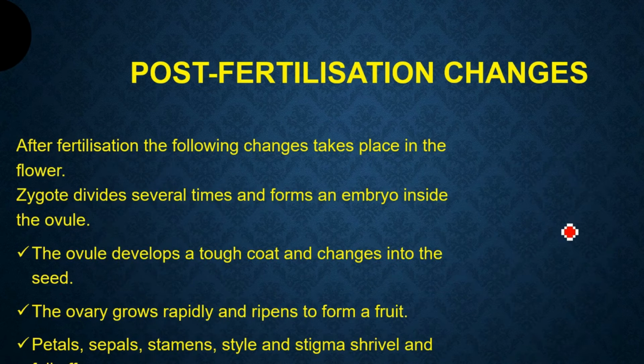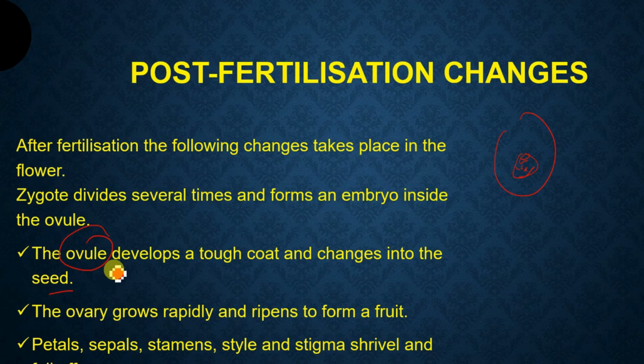Now, once fertilization has occurred, what are the different changes that occur after fertilization? These are called post-fertilization changes. First, the zygote divides several times and forms an embryo inside the ovule. So inside the ovule, the zygote will keep on dividing and forms the embryo. The ovule develops a tough coat and changes into a seed.